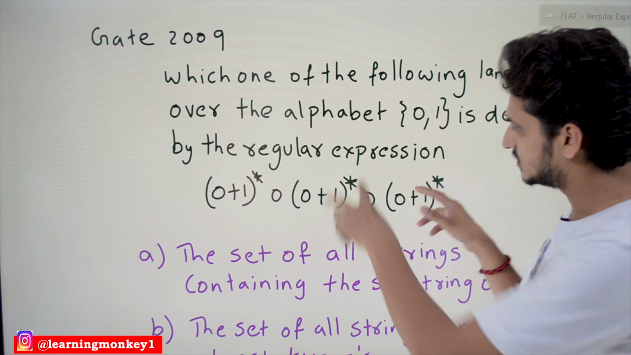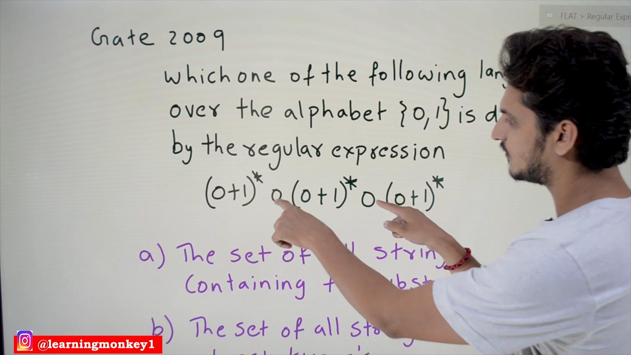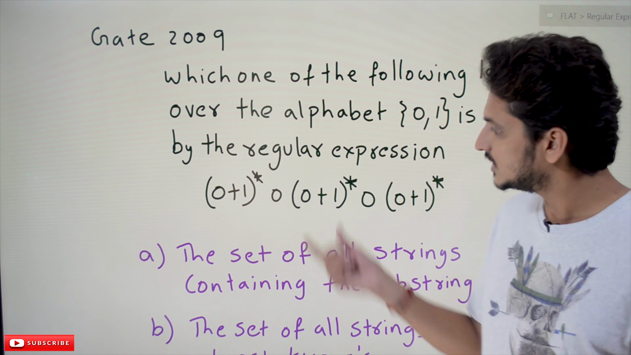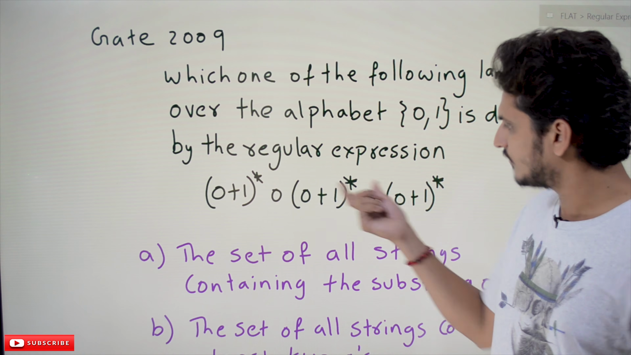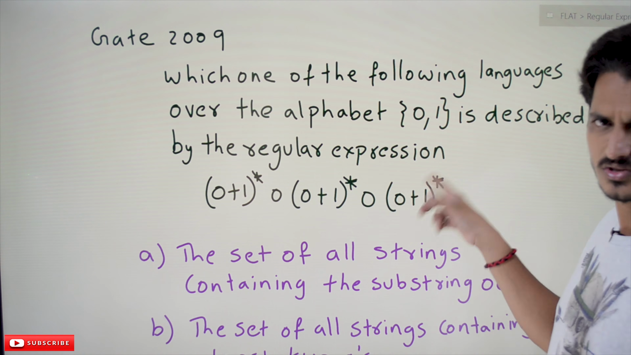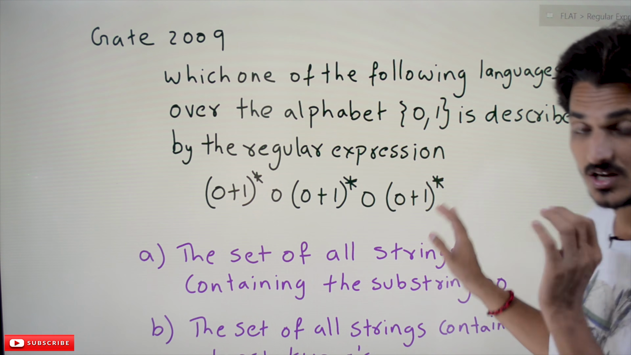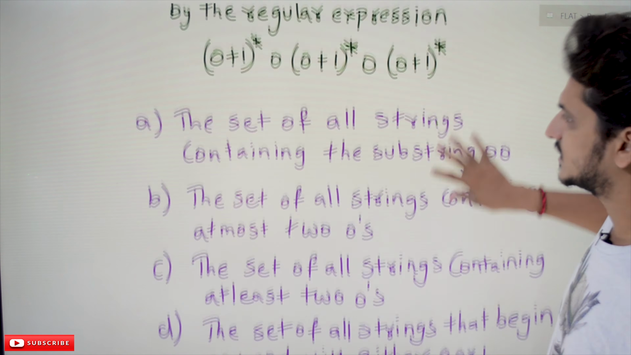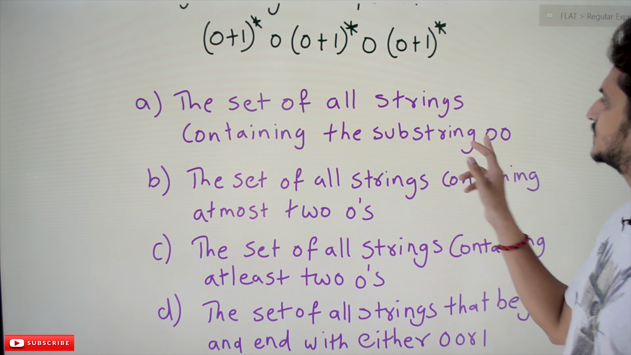Then if these three are taken as epsilon, what can we find? Two zeros, at least 2 zeros. That is what this expression says. After 2 zeros you can find any number of zeros or ones, anything is accepted, but at least 2 zeros should be accepted. So the answer is the set of all strings containing the substring 0 0.